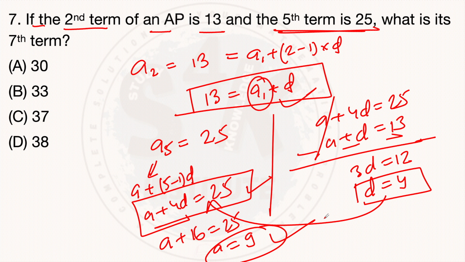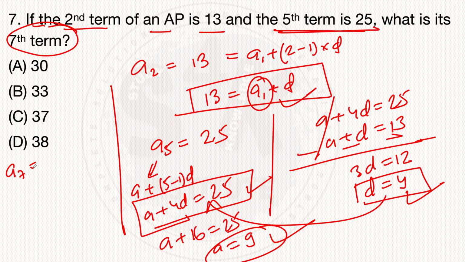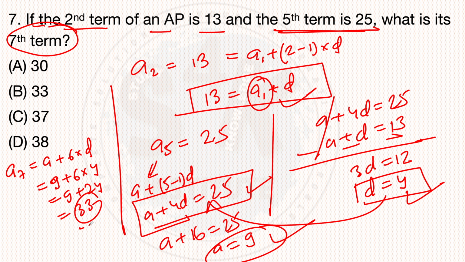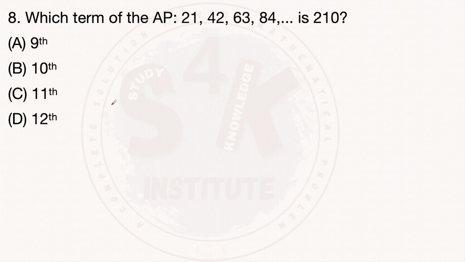Now you got A value, you got D value. You have to find the 7th term. So what is the 7th term? A7, right? A7 is A plus 7 minus 1 is 6 into D, right? So A is 9 plus 6 into 4, that is 9 plus 24 is nothing but 33. Okay, so answer is B. Let's do the next question.